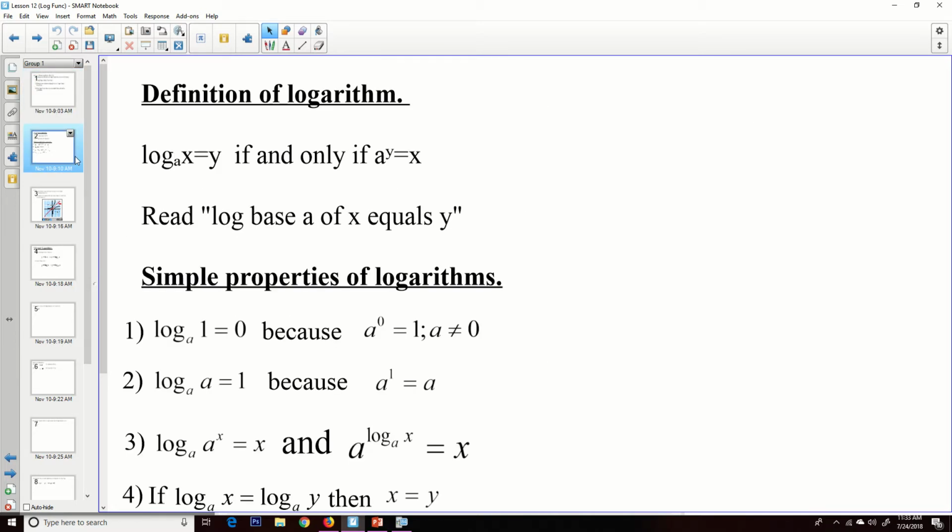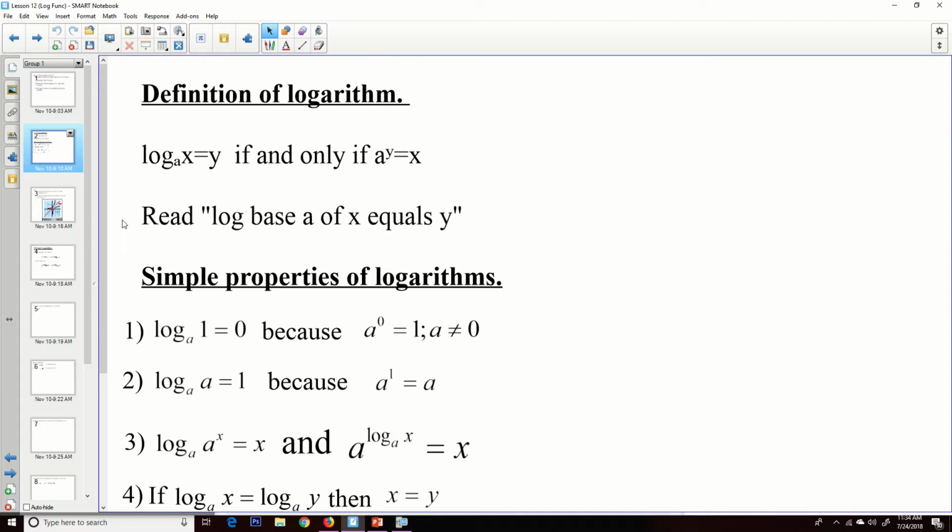Definition of logarithm is this. Log base a of x equals y, and again, that's how we read this, log base a of x equals y, if and only if a to the y equals x. So basically, it's taking an exponential that we had in the last section and changing it into a different form. And this form is going to end up being an inverse. It's going to help us find inverses of exponentials and do some other fun things with it.